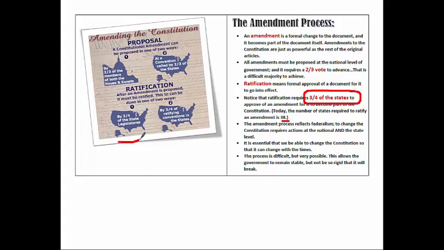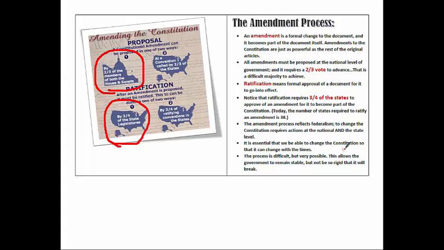This can be done by 3/4 of the state legislatures, or it can be done by 3/4 of the ratifying conventions in the states. Now it would be important right here to note that almost all of the amendments, I believe all except for one, have been proposed by 2/3 of Congress and then ratified by 3/4 of the state legislatures. That is the most basic and traditional path for changes to be made.